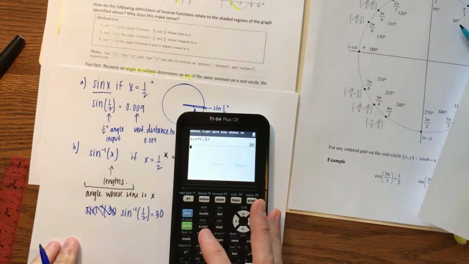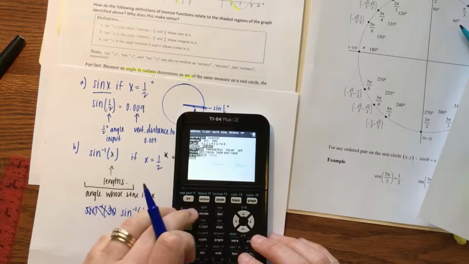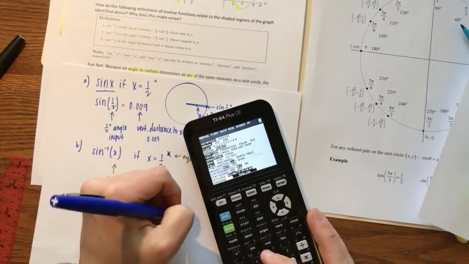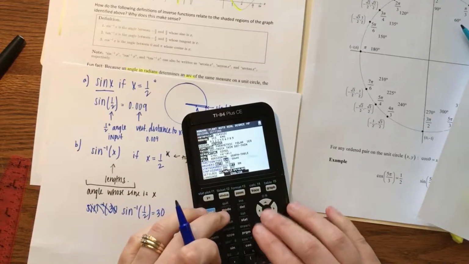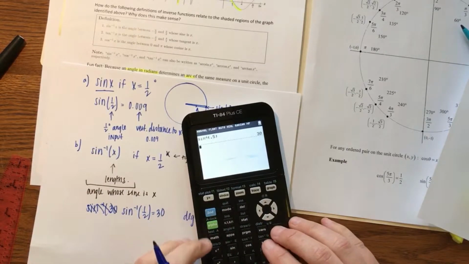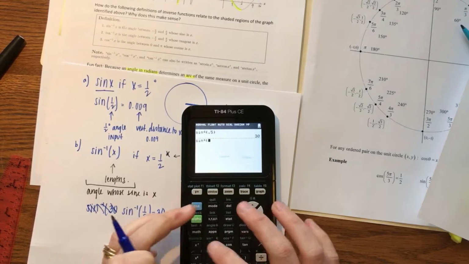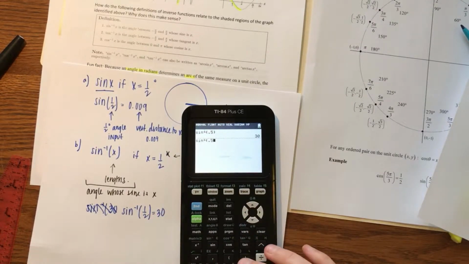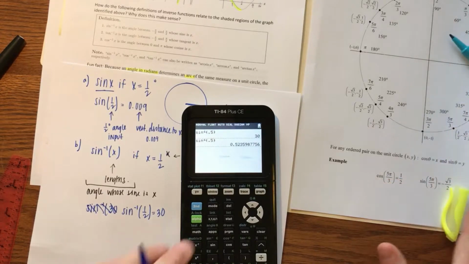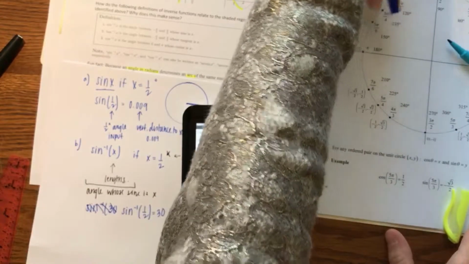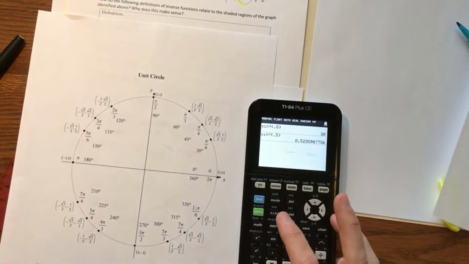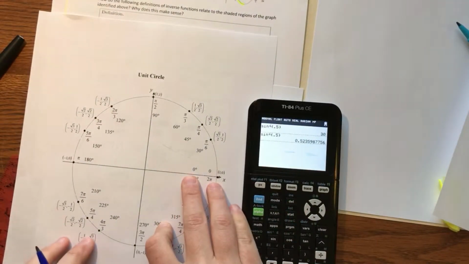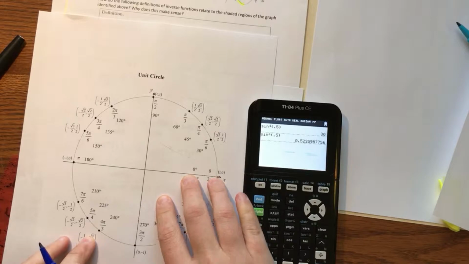What is 30? And what if I changed it to a different mode? Remember, this is degree mode. What if I change it back to radian mode? Does that give me a different answer? Sine inverse of 0.5, 0.523, what could that be? Well, I told you you'd need your unit circle. Unit circle is really helpful to be having and using in this unit. So sine inverse of 0.5 is 30.